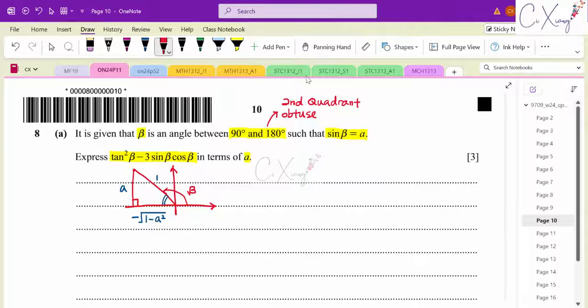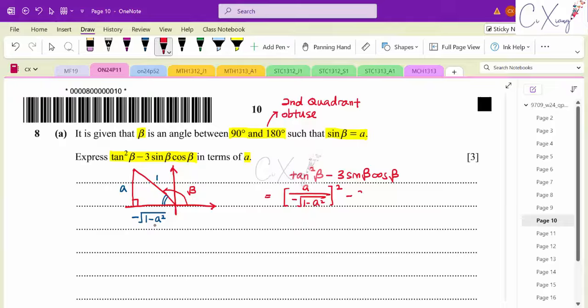Okay, and now I want to find tangent squared beta minus 3 sine beta cos beta. So tangent squared beta basically means tangent beta squared. What is the tangent beta from what we can get here? Tangent is opposite over adjacent, which is a divided by this one. So you will have a divided by negative square root of 1 minus a squared. And you need to square the tangent, right? So it will be the whole thing with a square outside.